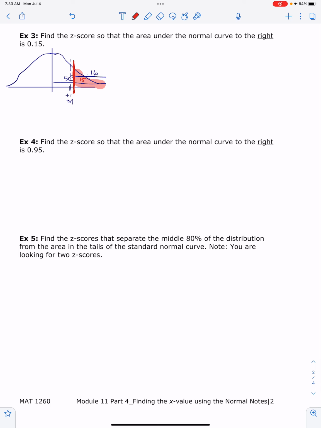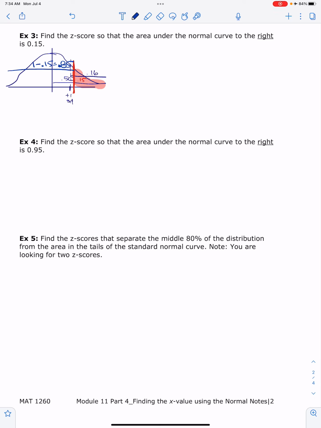So there's my step 1 in curve. My normal curve is drawn. I've shaded to the right. It's important to get that shading to the right in there because remember that Excel works from the left. And so when I plug this in, I'm actually looking for that z-score where the area below is 0.85.